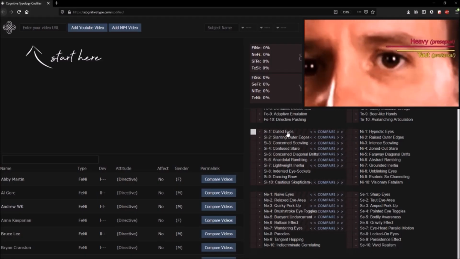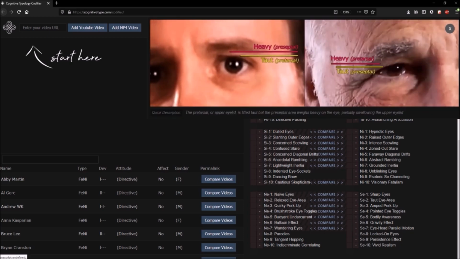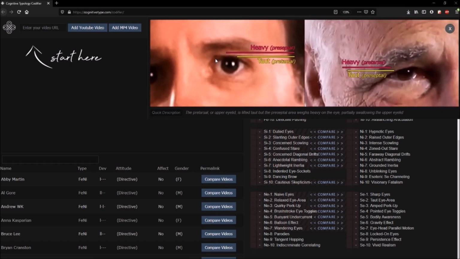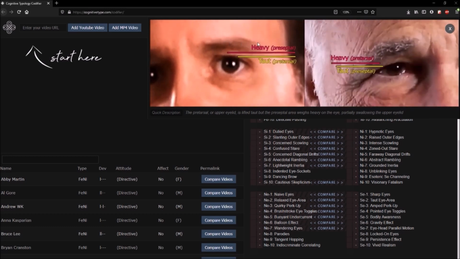So in a nutshell, the pretarsal region is more or less the eyelid itself, which covers the eyeball. The preseptal region is the area around the eye but underneath the eyebrow. So above the eye but beneath the eyebrow, this area here. And then the orbital area goes into and around the eyebrow all the way to the furthest edges.